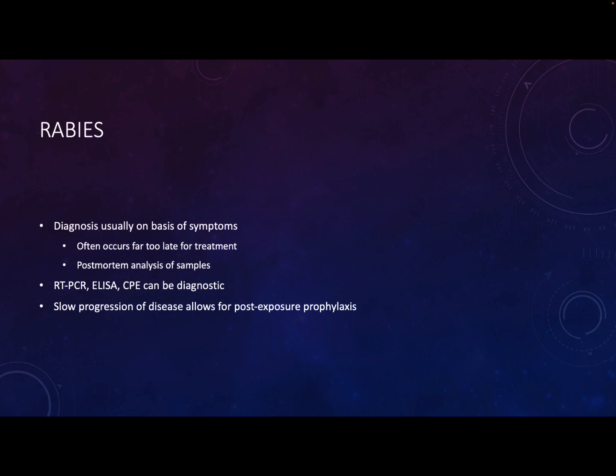You can also see changes to the cell. They have specific cytopathic effects caused by the virus. And again, this is mostly going to be post-mortem. I guess you could do a reverse transcription PCR and tell the patient, hey, you have rabies. Sorry, you have a couple days to get your affairs in order. But the CPE is going to be what you'll look at in the brain after the patient has died.